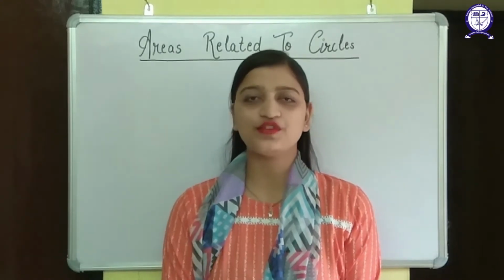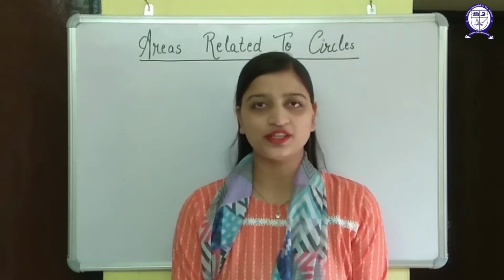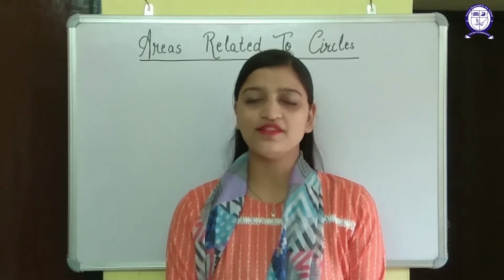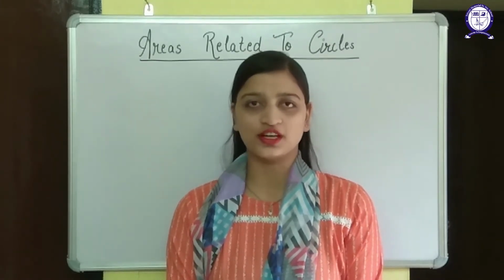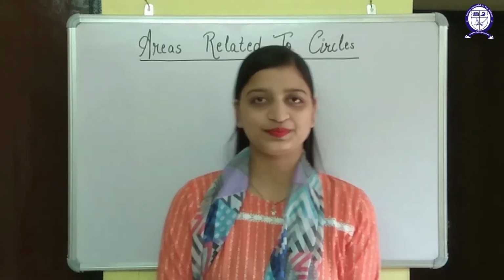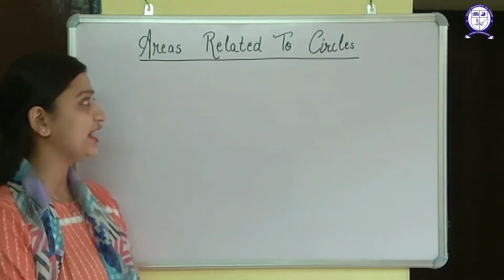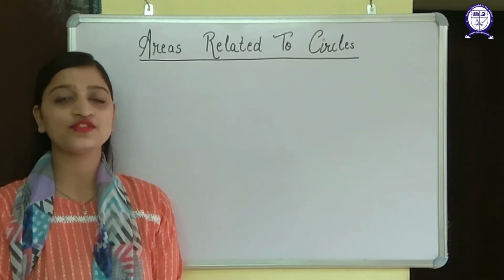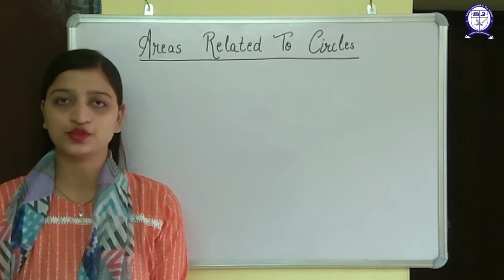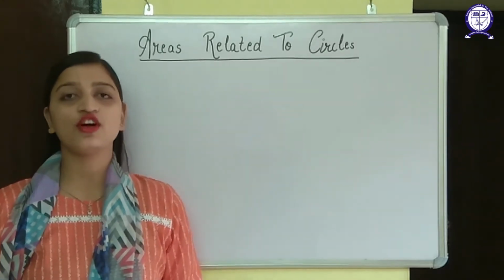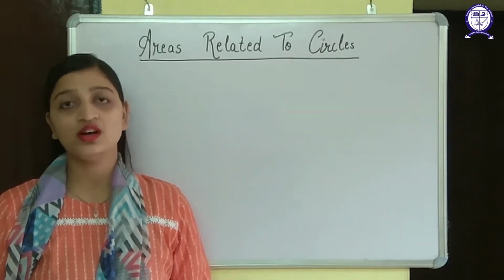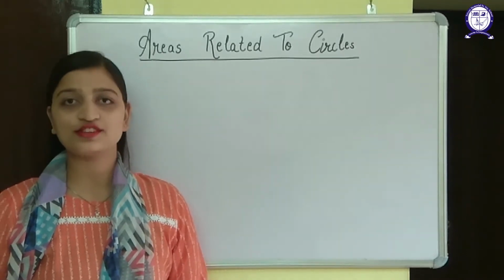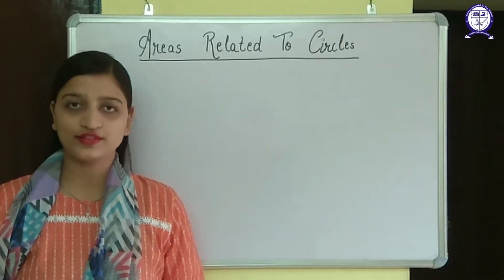In today's video, we are going to start a new chapter, chapter number 12, areas related to circles. So let's start. Areas related to circles. In this chapter, we are going to find the areas of some shapes which are related to circles. First of all, we need to remember the formula for the circumference of the circle and the area of the circle.